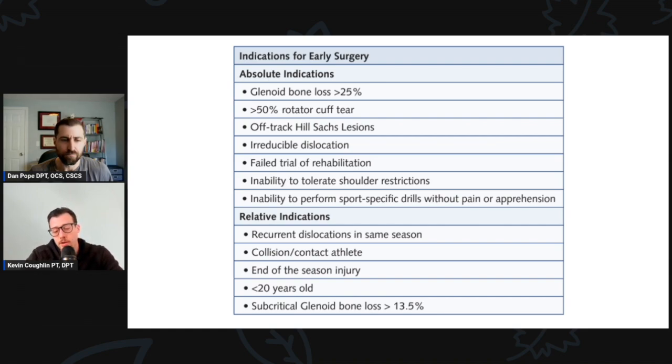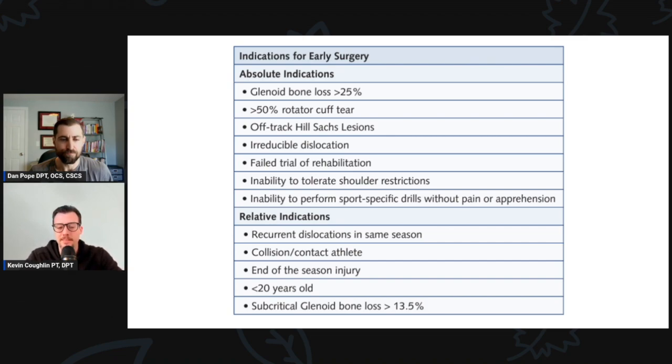If there were folks that we thought we could rehab conservatively and they're failing, meaning they either have another dislocation event or they just continue to feel unstable, they can't return to sport, probably want to consider surgery. They can't tolerate restrictions early on. So they dislocate. We want to put them in a brace, perhaps, or a sling, and they're just not adherent to that. They might need surgery. And then, like I said, they can't do sport specific drills without pain or apprehension. So, Owens and colleagues are saying these are absolute indications for surgery. We should be considering surgery in those scenarios.